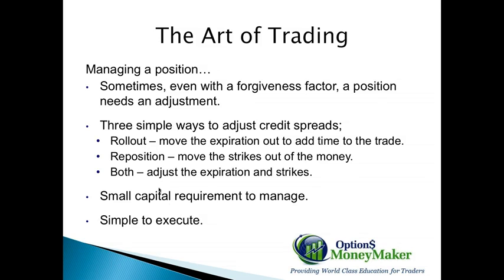So you can adjust the strikes, reposition them higher or lower, and you can set the position now so that it's out of the money and has a greater likelihood of winning. And then the third adjustment is you do both. You may roll out to buy more time, and you may simultaneously reposition in order to put your position out of the money.